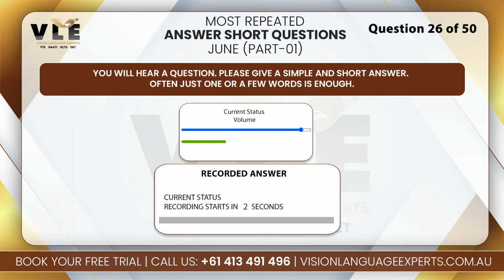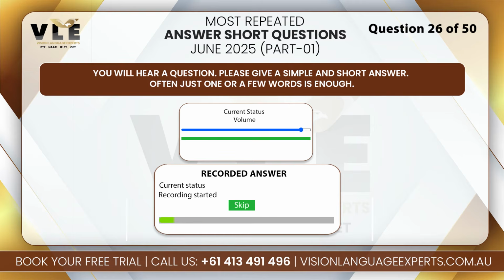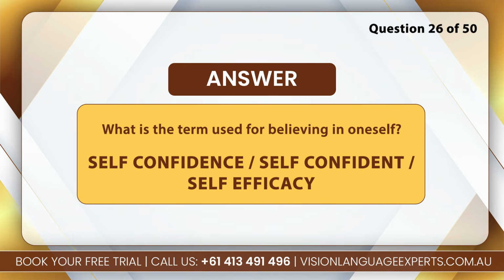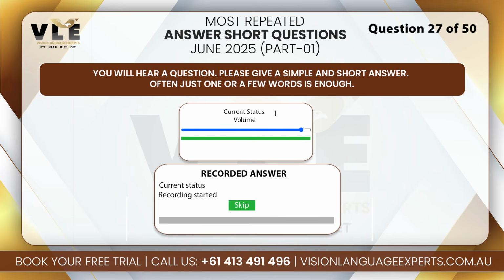What is the term used for believing in oneself? Self-confidence, self-efficacy.